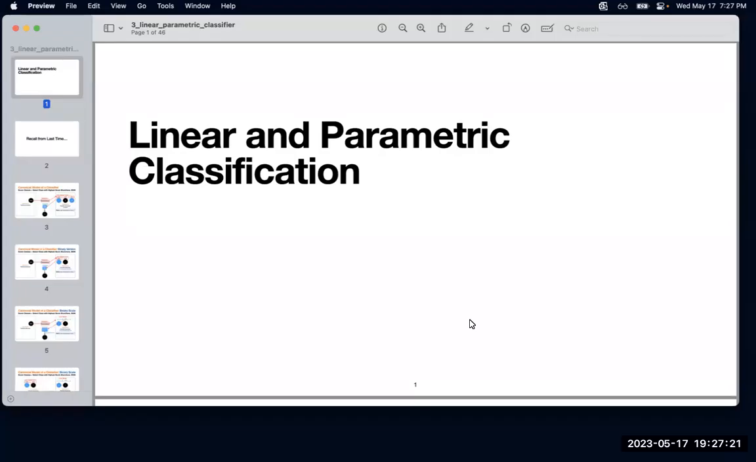So in this video, we will be visiting one of the most important models that we will be talking about. That's the linear model. And we will be using the linear model to perform classification. So the linear model is the most important example in the parametric space of models. Parametric models are essentially models that use parameters, numbers, to define their behavior.